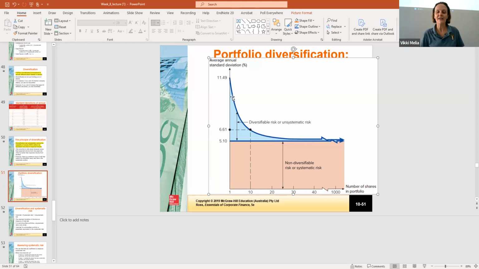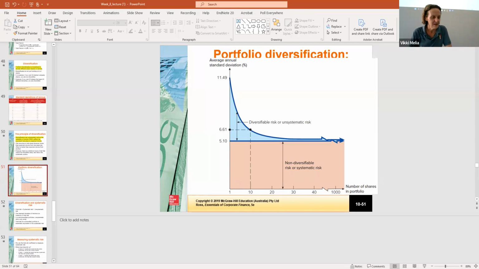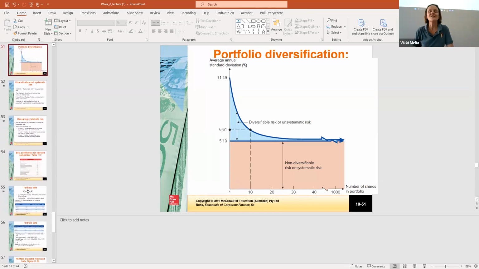So the blue part is the company-specific risk. We can reduce most of it, get rid of most of it, but there's always that little bit there that we can't completely eliminate. And then this bottom section is the market-wide risk factors. So things like interest rates, exchange rates, GDP, inflation, factors that will affect most companies in the market. Are there any questions about systematic or unsystematic risk?